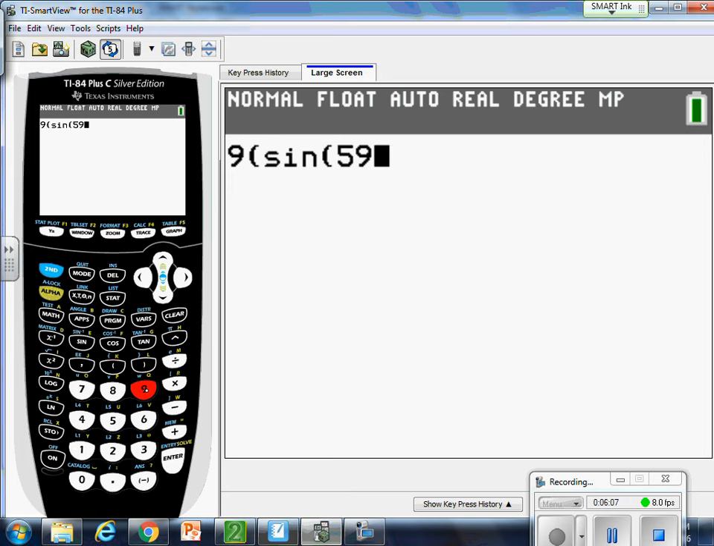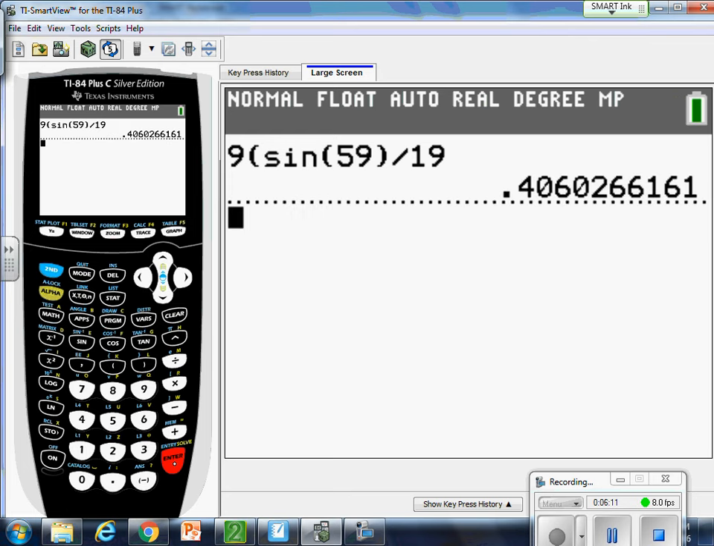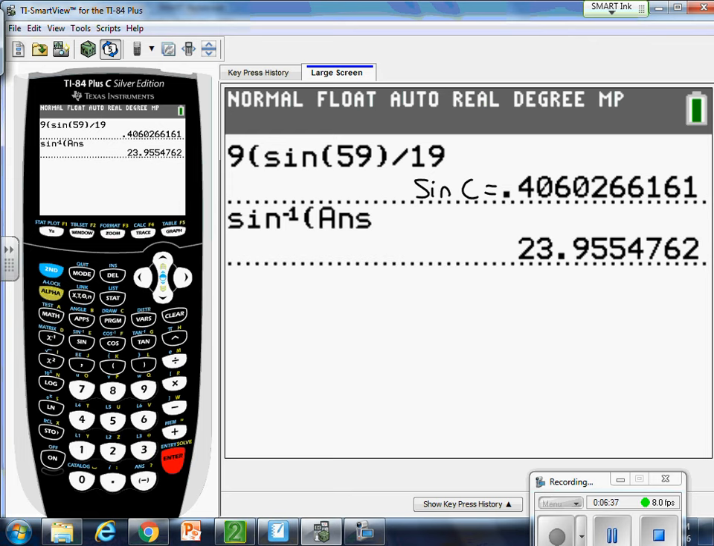And notice how it opens a parenthesis. Close that up. Make sure you do that. Divide by 19. And that's what we were calling the sine of angle C. So that's not our final answer yet. But in order to solve for C, we would take the inverse sine of that number, just like when you were finding angles earlier with SOHCAHTOA. So I'm going to go second sine. Let's just throw that whole previous answer right in there. And this should be our C value, right around 23.96, right around 24.